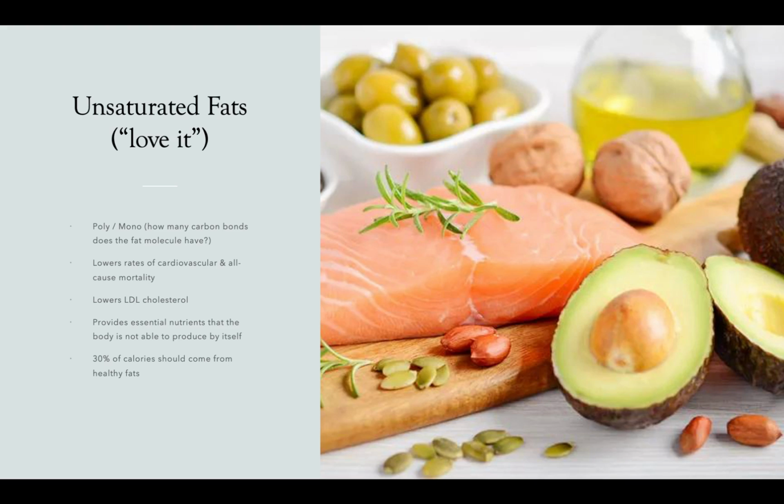Less saturated, more unsaturated. And then around 30% of your calories, total, should come from healthy fats such as these. So think avocados, salmon, olives, different types of nuts, Brazil nuts, walnuts, hazelnuts, pecans, almonds, all those good things, pumpkin seeds, olives, olive oil, all those good types of fats. When you think of good fats, these should be what you think of.